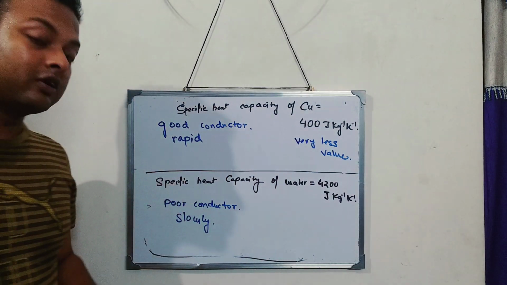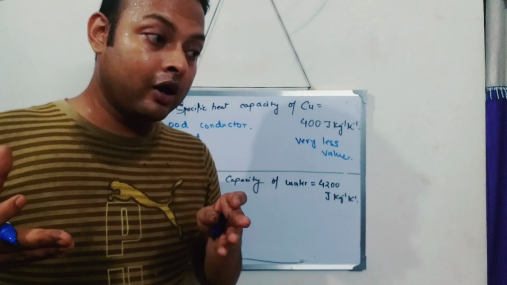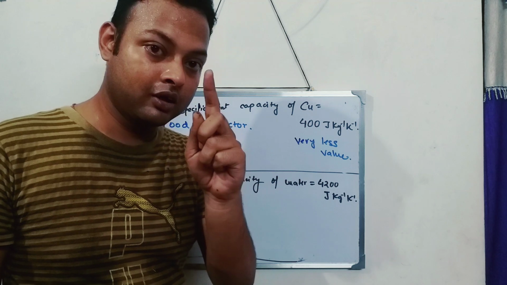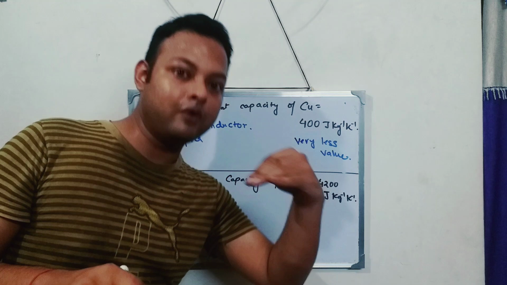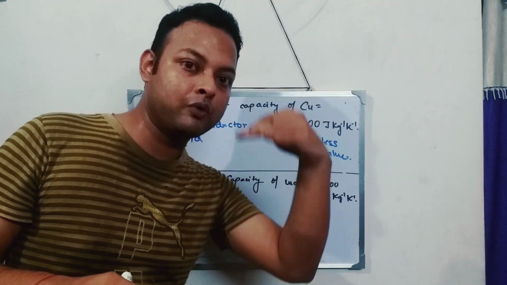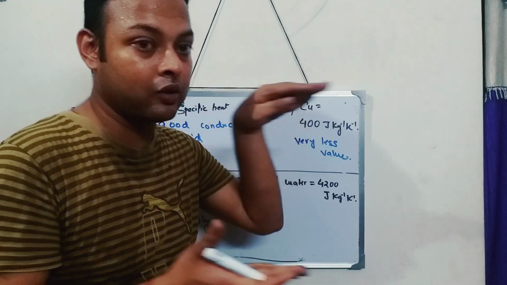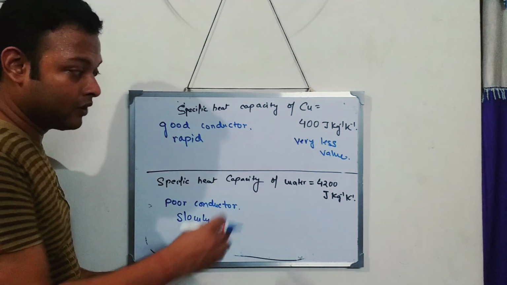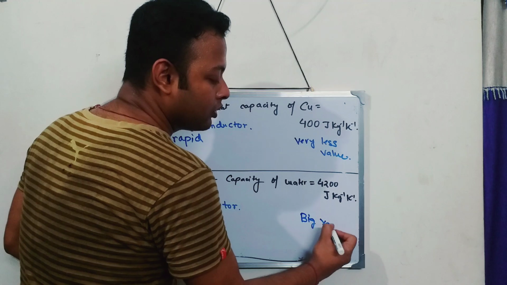On the other hand, water is a poor conductor of heat and slowly conducts the heat. So you have to give a lot of heat to that 1 kg body. If you have a body of 1 kg and you have to increase the temperature by 1 degree, then you have to give a lot of heat, and only then will it rise. So the specific heat capacity of water is 4200. That's a very big value.